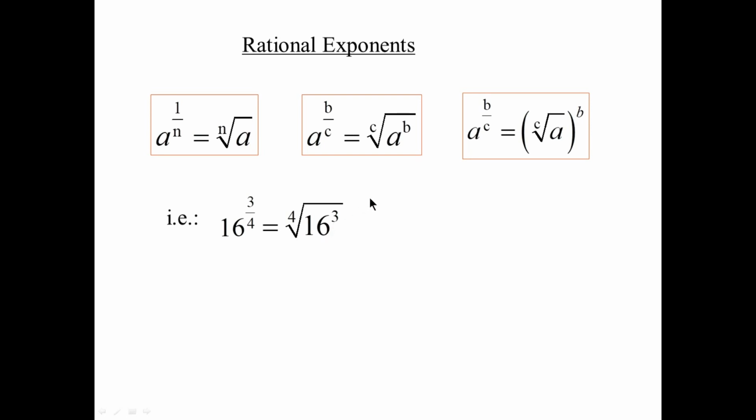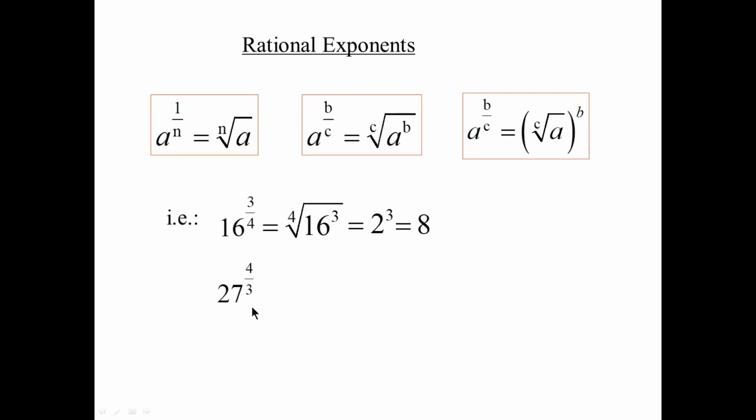And the fourth root of 16 is 2, because 2 times 2 times 2 times 2 is 16. The number that when used as a factor 4 times to get to 16 is 2. So the fourth root of 16 cubed is 2 cubed, and 2 cubed is 8.